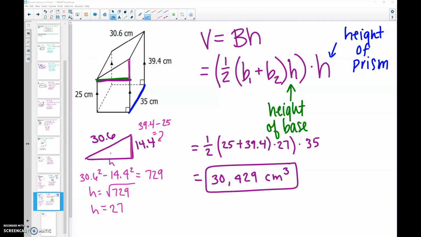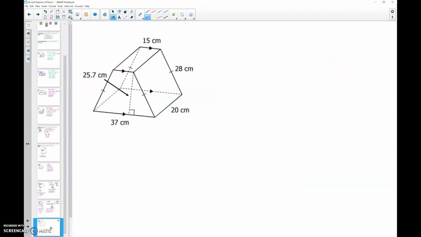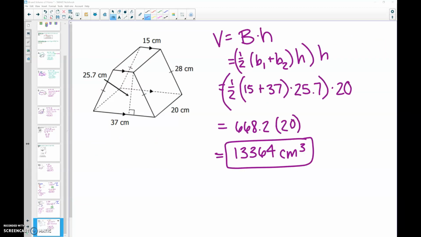Okay, here's the final answer for that one, and one more practice for you to try on your own, another trapezoid. Okay, here's the last answer for you guys. Remember, reach out if you have questions.